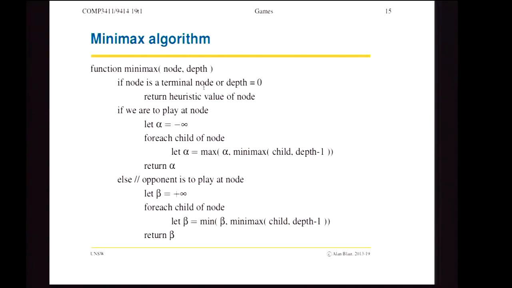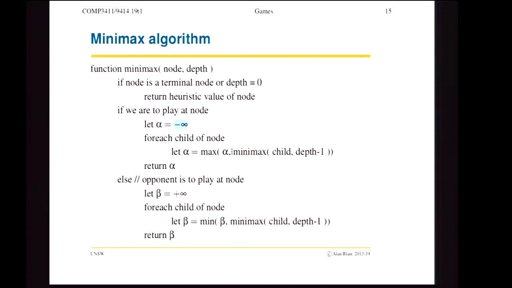Now, if the thing has children, we expand the children, we explore the children. If it's a max node, we want to find the child that gives the biggest evaluation. So we have this value alpha, which is the evaluation of the best node so far. It starts out at -infinity, and then we go through the children one by one.